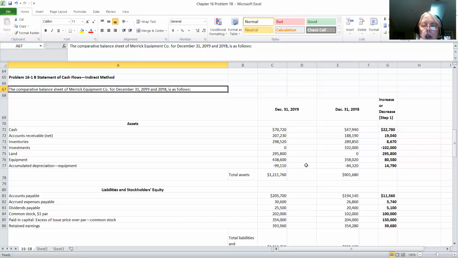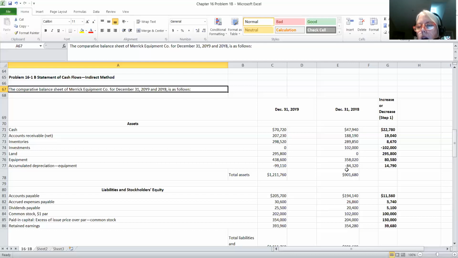Your accumulated depreciation, notice they put a minus sign in front of that because it's a contra asset account. You remember it subtracts from your equipment account. It's going to have a credit balance. That's what that minus sign means. It doesn't really mean that it has a negative balance. It just has a credit balance, and that's how they put it in Cengage.